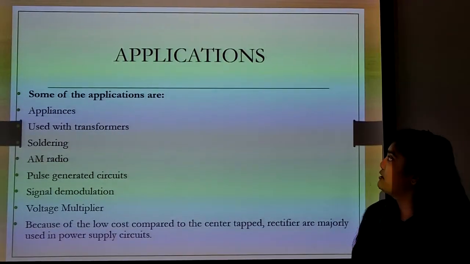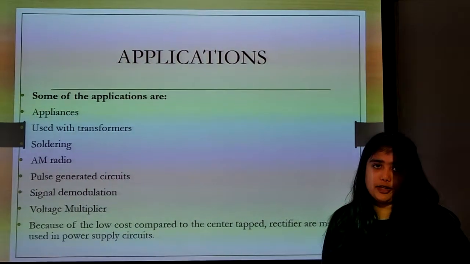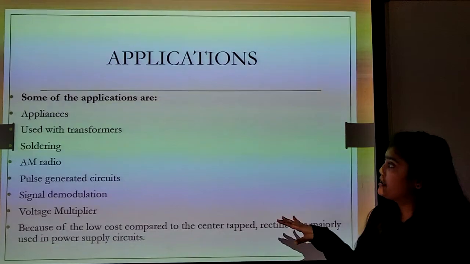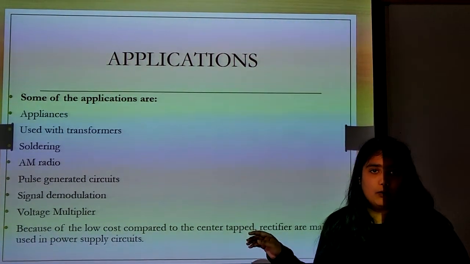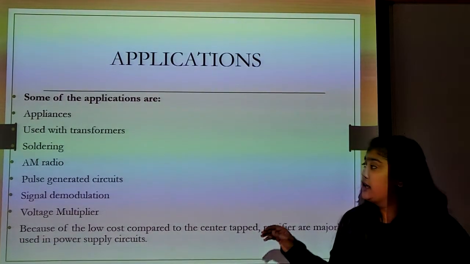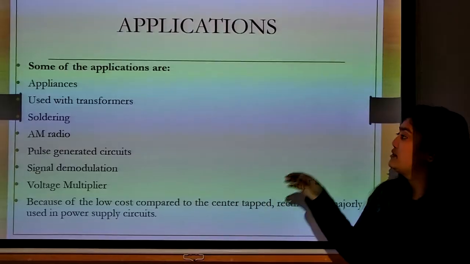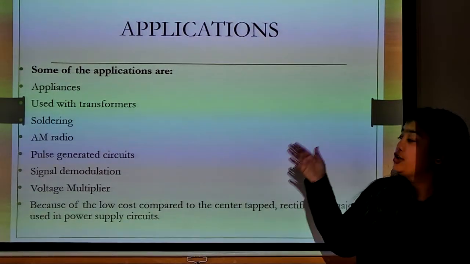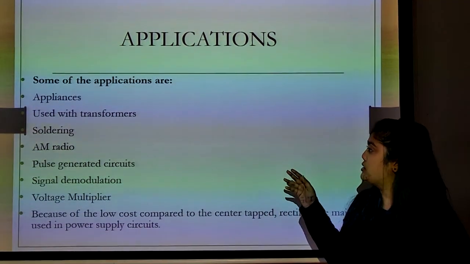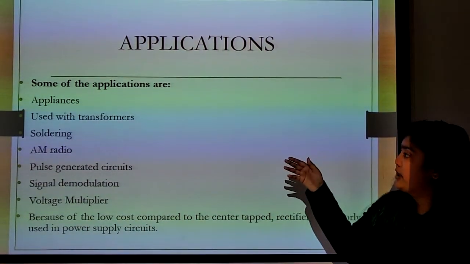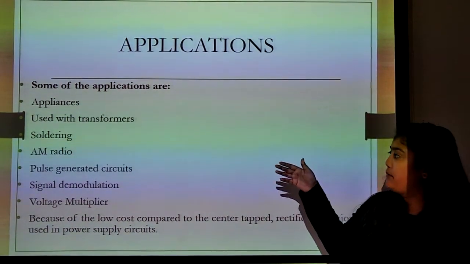We will be discussing the applications of the half-wave rectifier. Some of the applications are these. First is appliances. As we all know, electrical appliances use DC power supply to function. Next is transformer. Using a half-wave rectifier, we can achieve the desired DC source by using a step-up or step-down transformer.